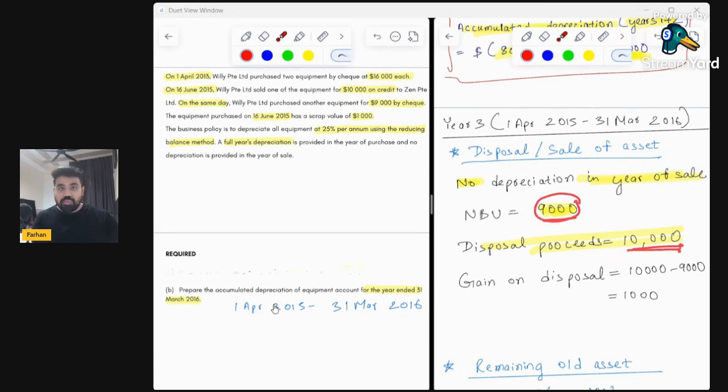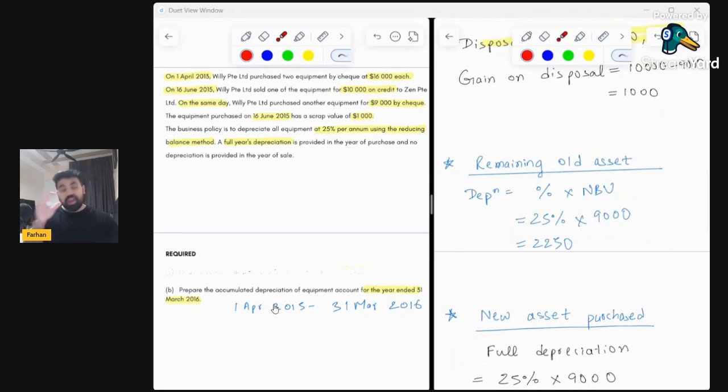So the economic benefits available for consumption on the day of sale was 9,000, but we ended up selling it for 10,000, which means that we have ended up selling it for a gain or a profit. And the amount of profit we have made on this sale is simply the difference between these two amounts, which is 10,000 and 9,000. So which gives us a gain of $1,000, which we have made during this sale of asset. Okay. Now, next we have to depreciate the remaining old asset.